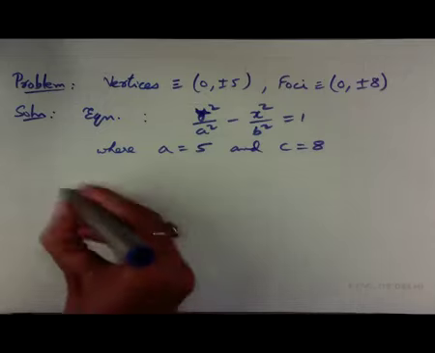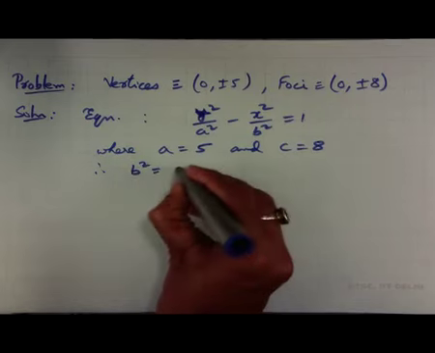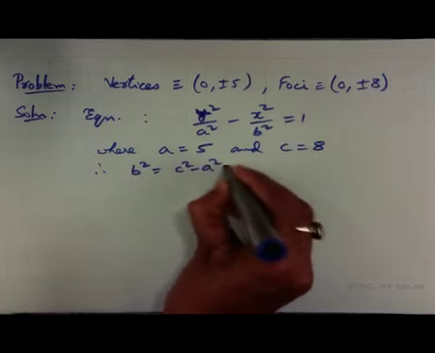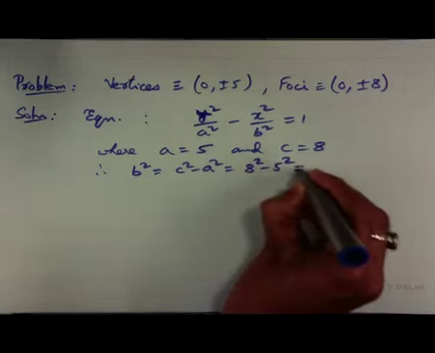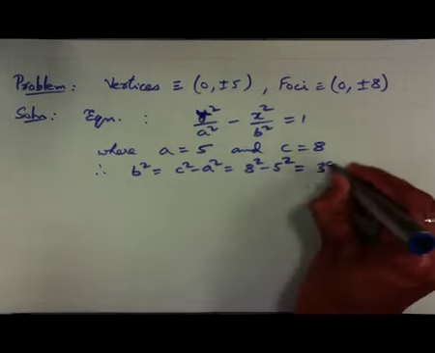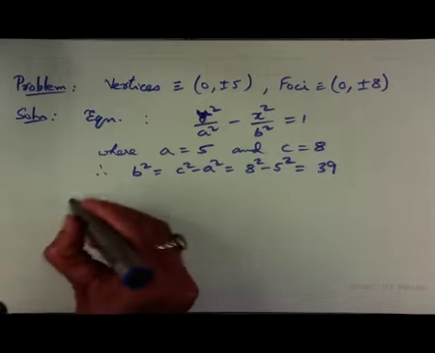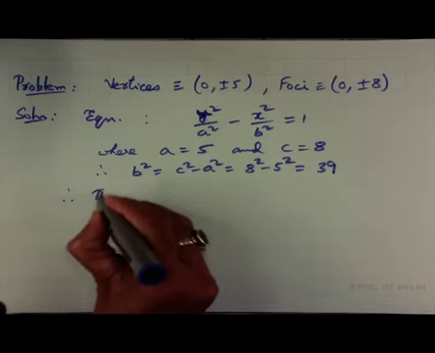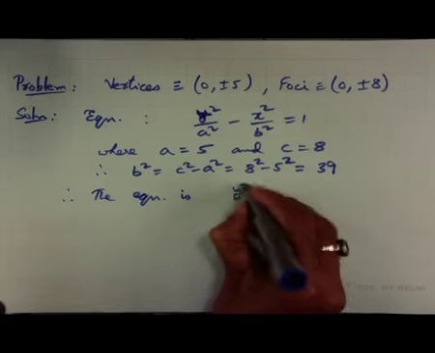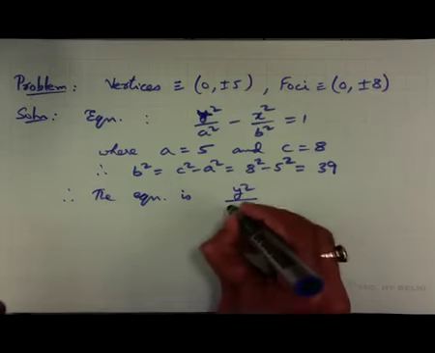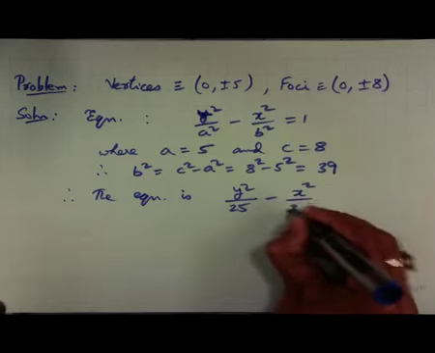So, from this we can again find b. Therefore, b square is c square minus a square, which is 8 square minus 5 square. So, that gives 39, and therefore, the equation is y square by a square, that is 25, minus x square by b square, that is 39, equal to 1.